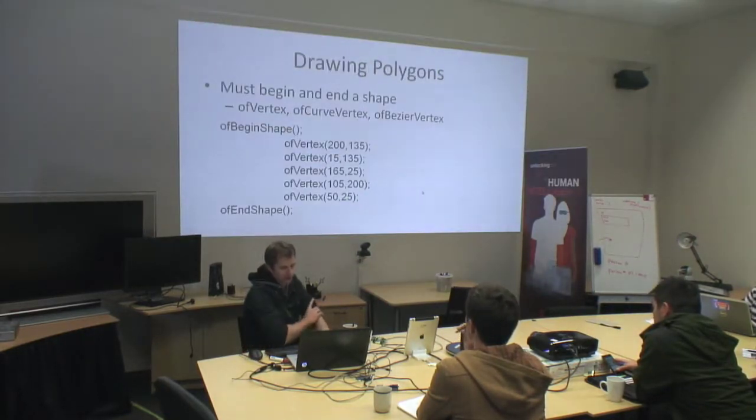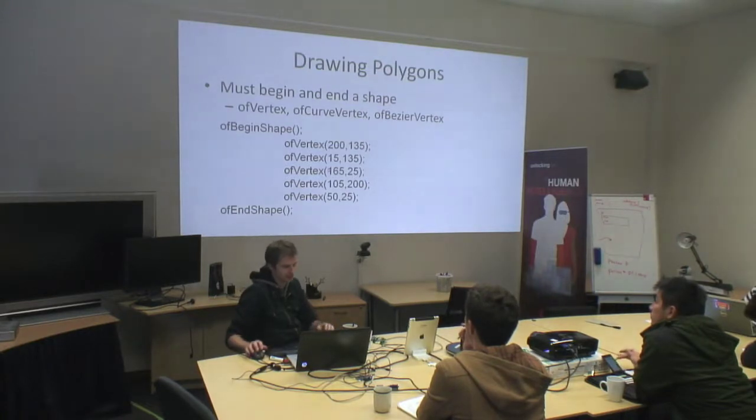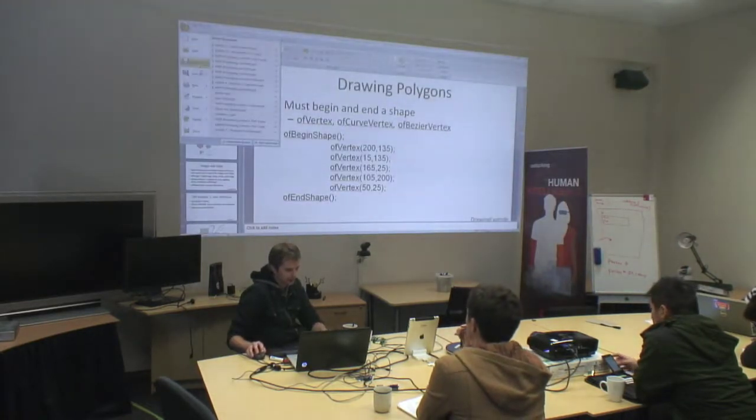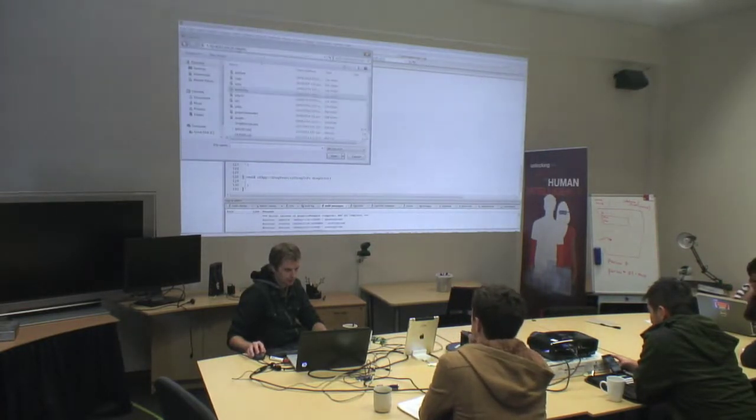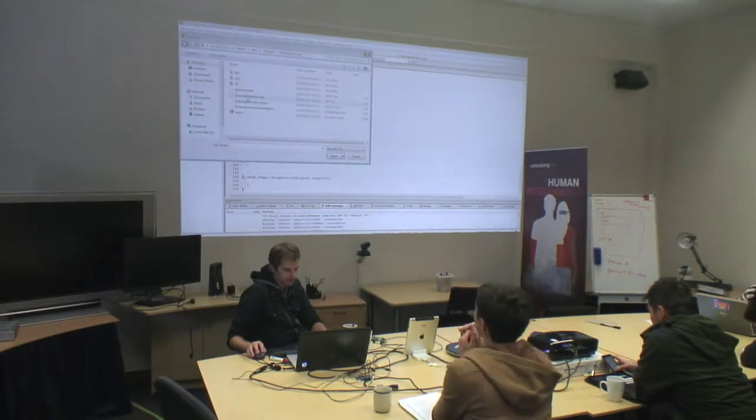So, drawing polygons. This is pretty much exactly the same as what we saw in Processing. We do ofBeginShape and ofEndShape, and then we define some vertices in the middle. Whoops, I actually have an example I put together myself. Open apps, my apps, drawing example, that one.